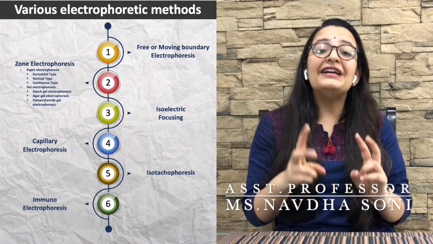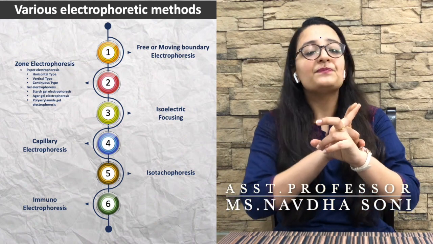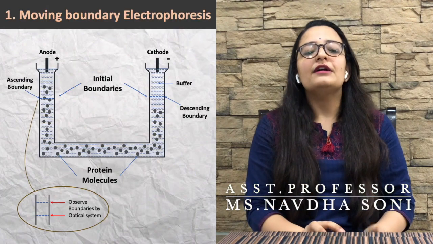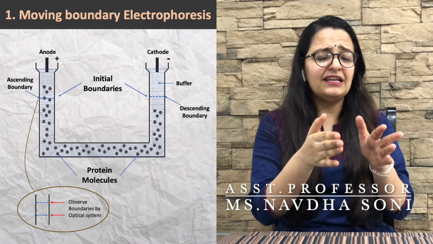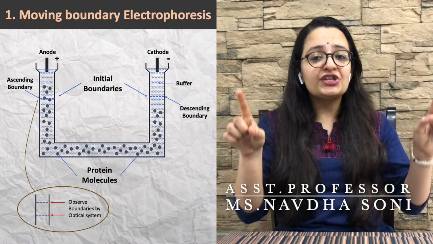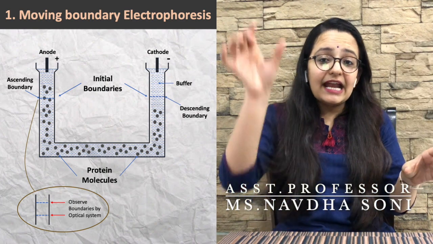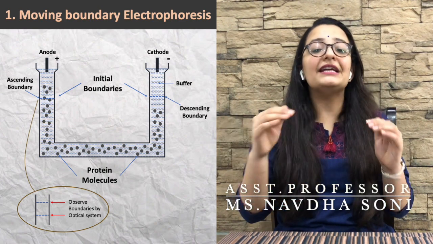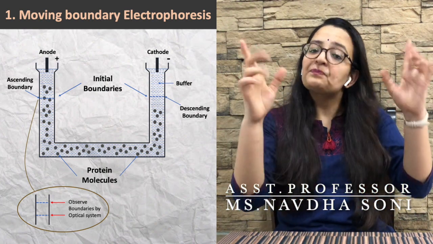In today's session we will discuss mainly 2 electrophoresis techniques: free or moving boundary electrophoresis and zone electrophoresis. First, moving boundary electrophoresis. Here you can see the apparatus of moving boundary electrophoresis. There is a U-shaped chamber containing anode and cathode. The ascending and descending limbs are filled with buffer solution and the lower part is filled with sample, and both are connected with electrodes.